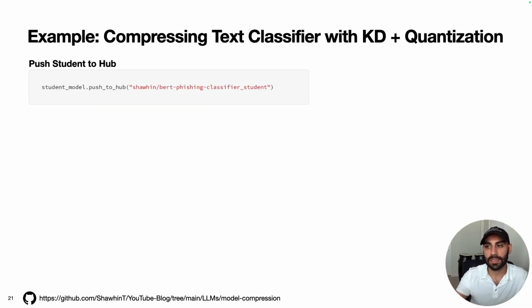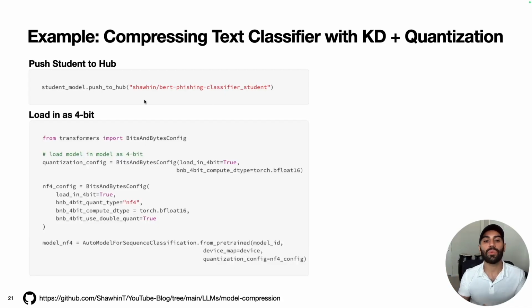But we can go one step further. So we did knowledge distillation. Let's see how we can quantize this model. First, I'll push the student model to the Hugging Face hub, and then we'll load it back in using the bits and bytes integration in the transformers library. So we'll use the bits and bytes config. So we'll load it in 4-bit.